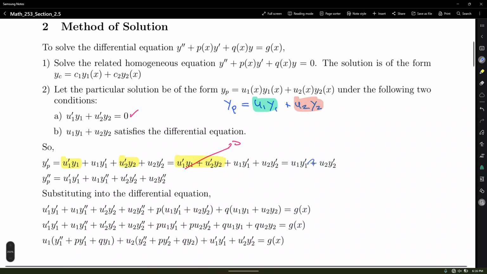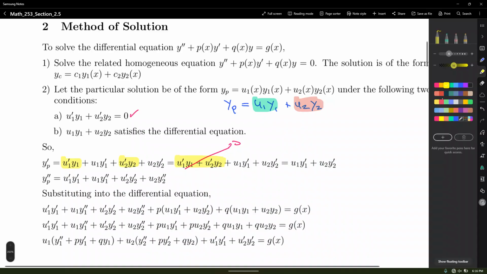Let's find the second derivative. So differentiate this guy. We need another product rule, another couple of product rules. The derivative of this product will be all this here, and then the derivative of the second product will be all this here.